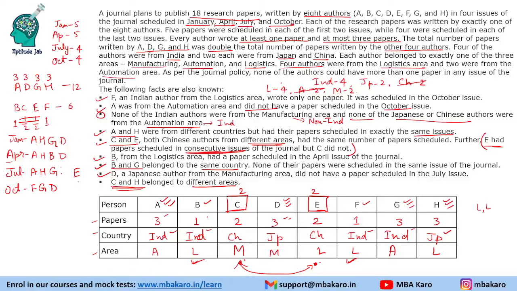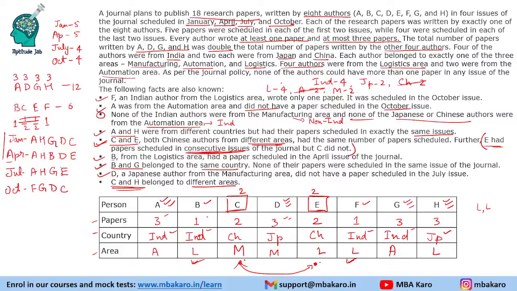If you put E in the last 2 months, C will again be consecutive. That is also not possible. So we will put E in the middle 2 months, that is July and April. Hence C will be in January and October. This will satisfy the condition that E had papers scheduled in consecutive issues, but C did not.